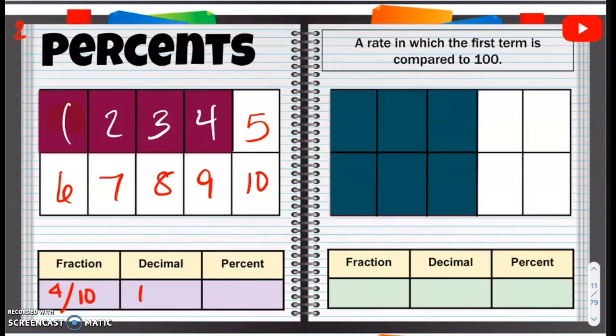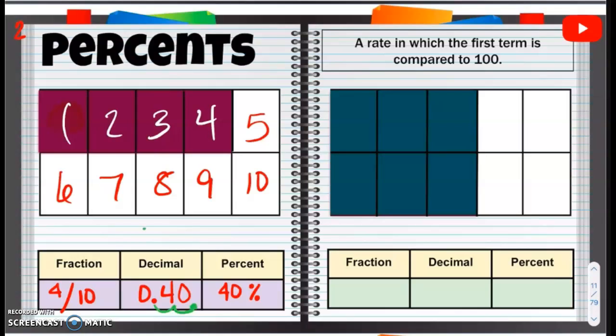So our decimal, how do you write 4/10 as a decimal? 0.4. So 0.4, you can always add a 0 at the end if you want to make that into a percent as 40%. 40%, because we can take that decimal and move it over, multiplying it by 100 to get 40%.